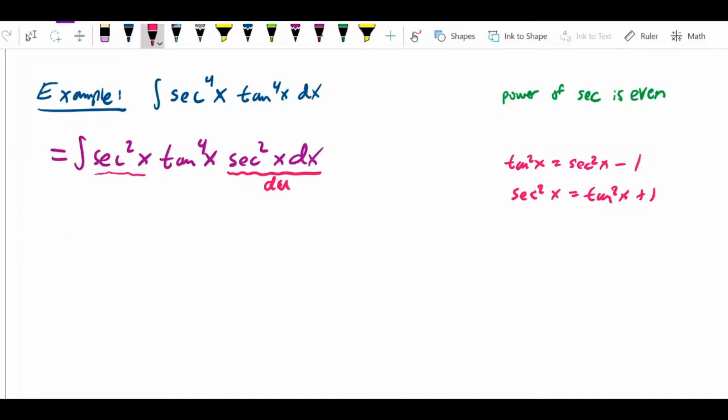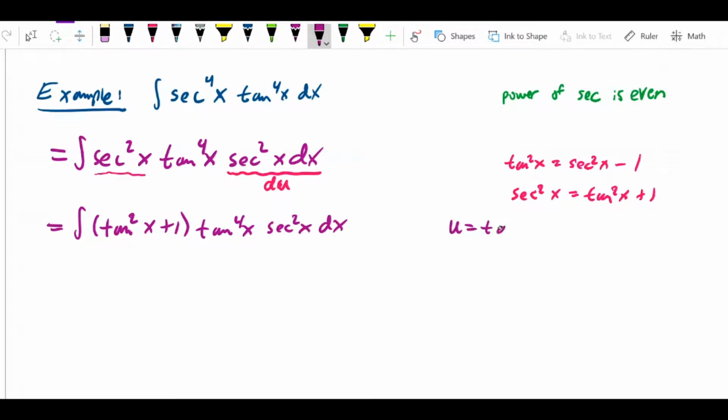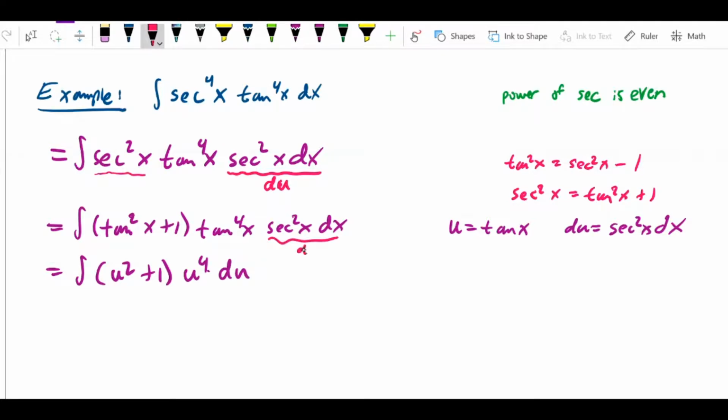So let's go back and do that replacement. This is going to be the integral of secant squared becomes tan squared x plus 1, tan to the fourth x, secant squared x dx. So now I'm going to write u equals tangent of x, du equals secant squared x dx. So this now becomes the integral of u squared plus 1, times u to the fourth du. So once again, this is our du, this is u to the fourth, and this is u squared plus 1.